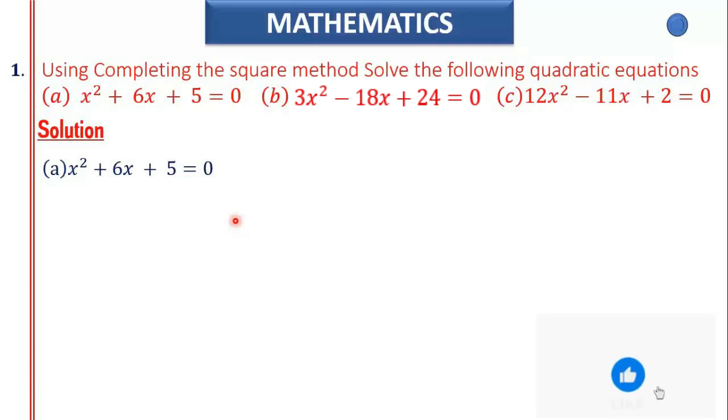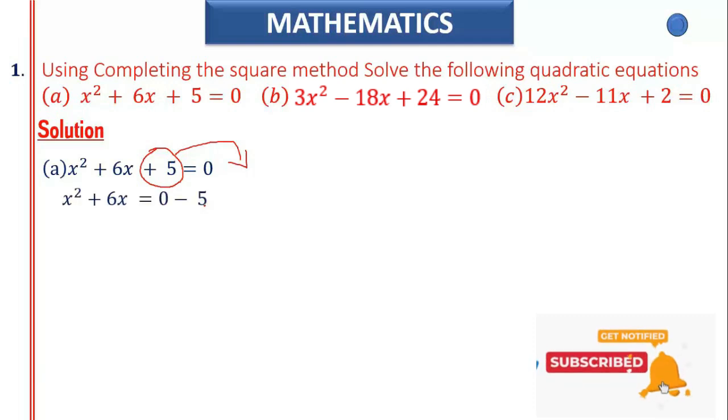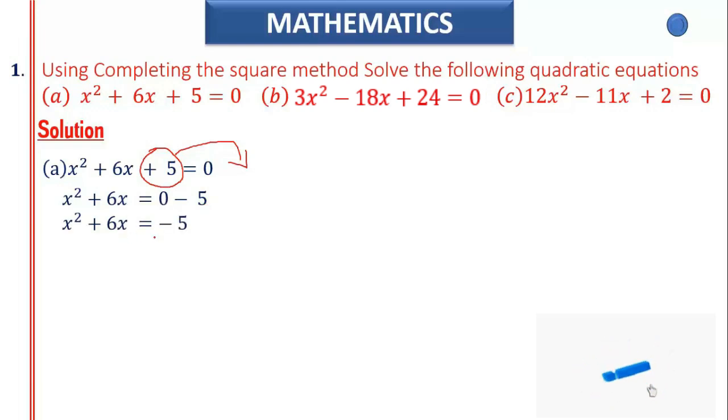The first thing you do when dealing with this is to check for your constant term, in which case our constant term is plus 5, which you're going to transfer to the other side. If you're transferring it to the other side, you know it's going to become negative. That means you have 0 minus 5, which gives you minus 5.